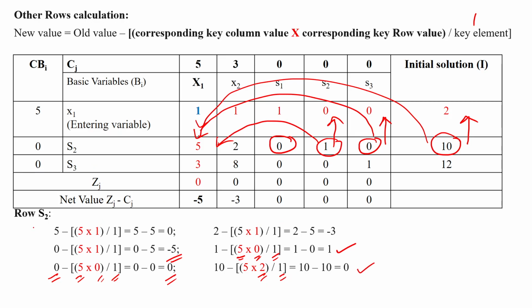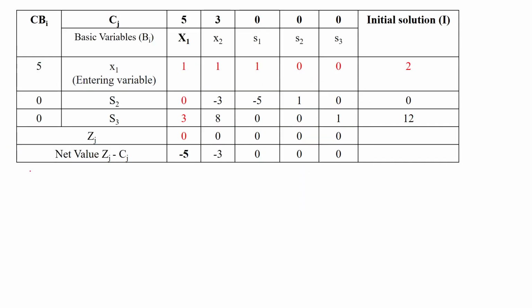So now these values are to be updated in the S2 row. Those values are updated as per what we calculated in the previous slide. Then we still have to update the S3 row. Here also our aim is to make this value 0, so we are going to apply the same formula.